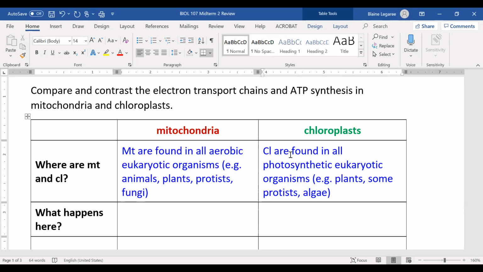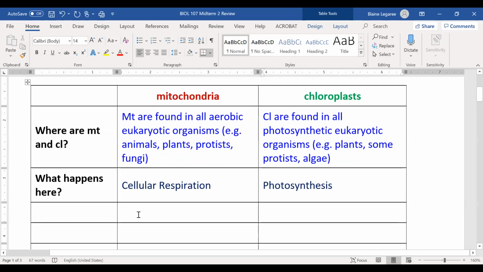But I just wanted to point this out, right? Mitochondria are in plants. Some people seem to forget that. And photosynthesis happens in things that are not plants. Some people seem to forget that as well. Okay, so what happens in the mitochondria? Like I said, just starting off with the basics. What happens there? Cellular respiration. And what happens in the chloroplast? Photosynthesis.